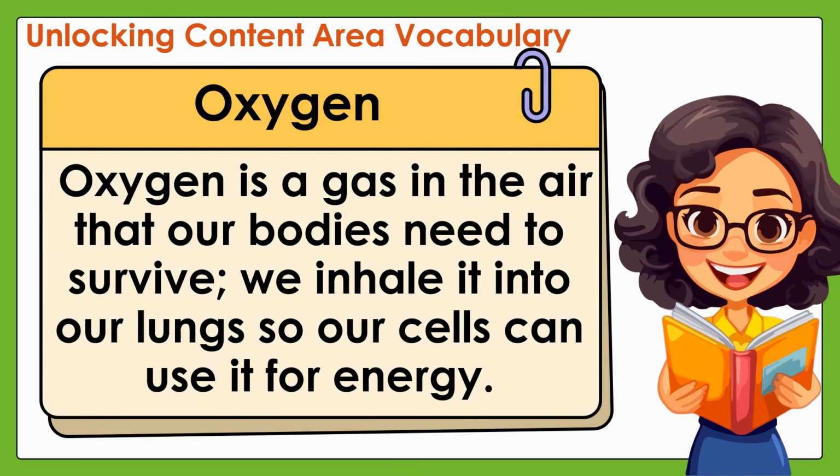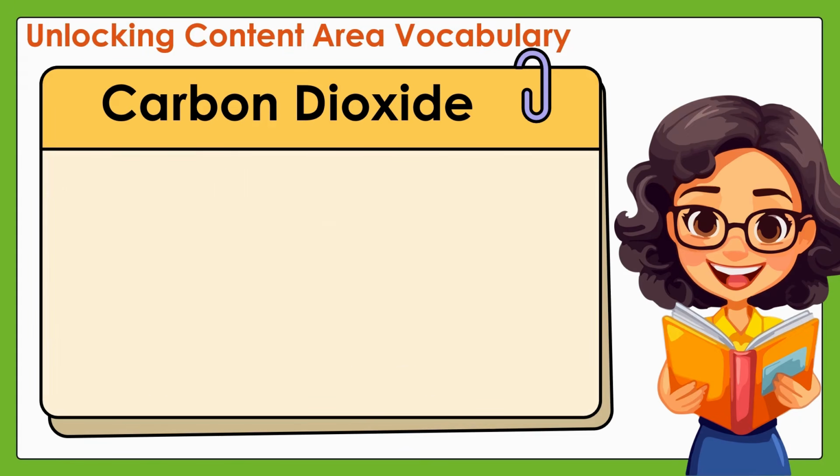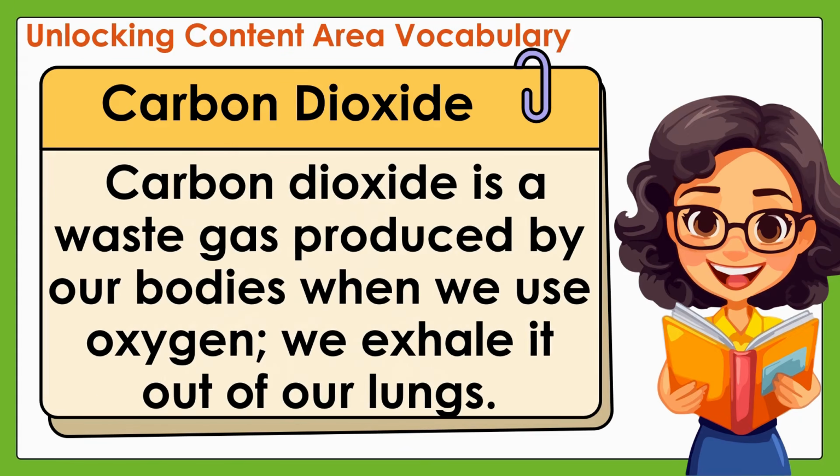Oxygen. Oxygen is a gas in the air that our bodies need to survive. We inhale it into our lungs so our cells can use it for energy. Carbon dioxide. Carbon dioxide is a waste gas produced by our bodies when we use oxygen. We exhale it out of our lungs.